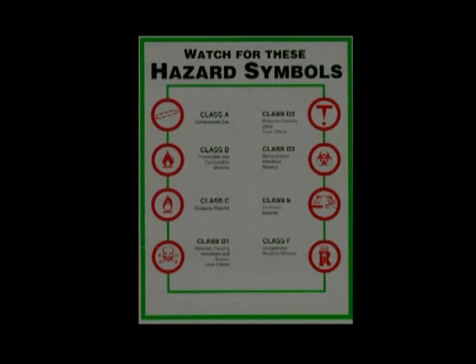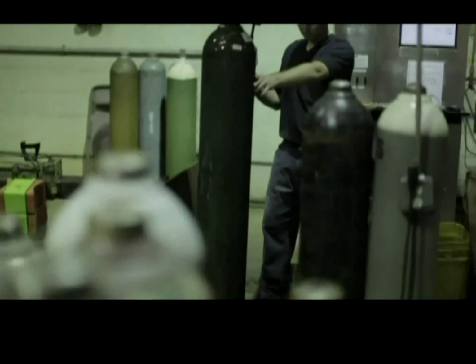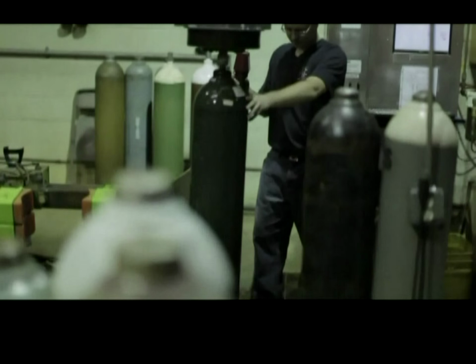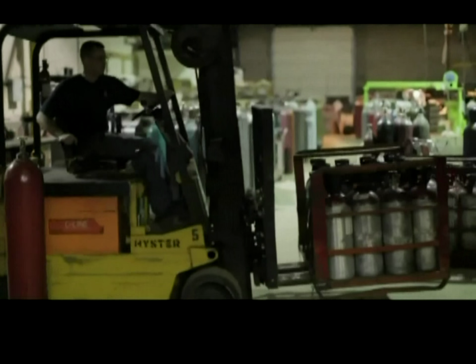A Class A hazard is compressed gas. These are gases such as oxygen or acetylene that are under extreme pressure within cylinders. These cylinders could explode if heated or dropped. They must be stored and handled very carefully.